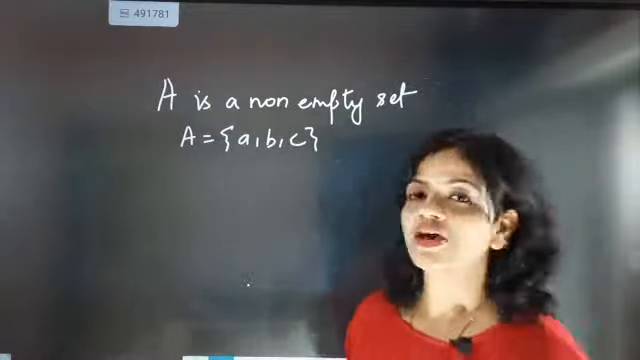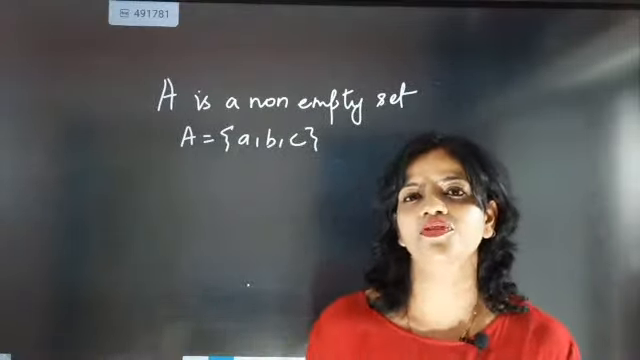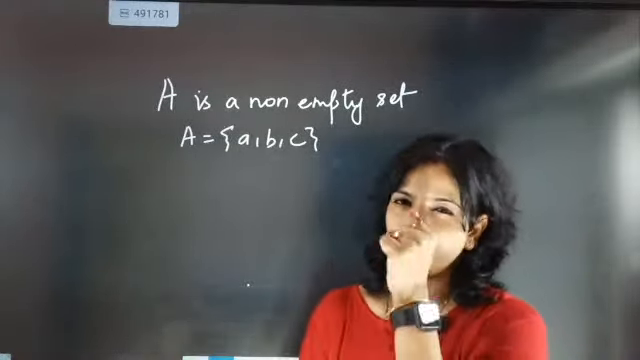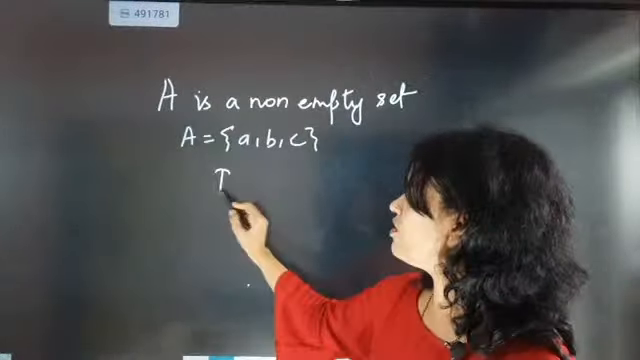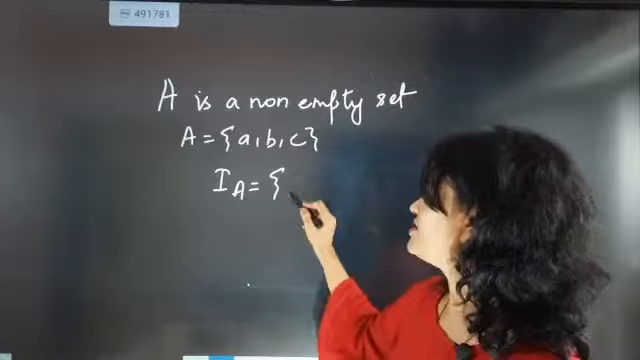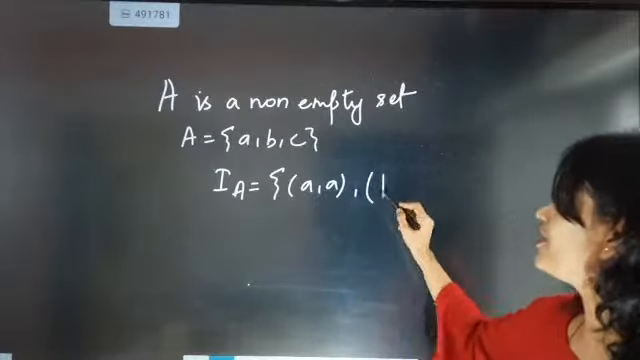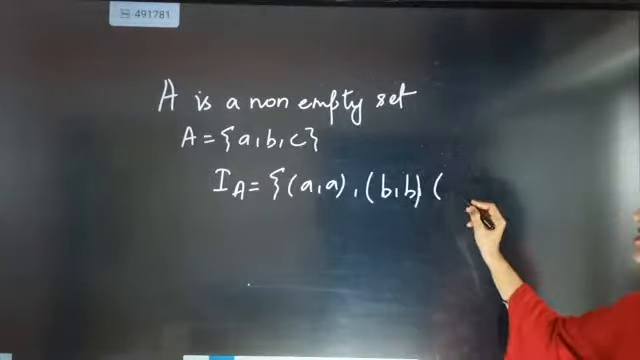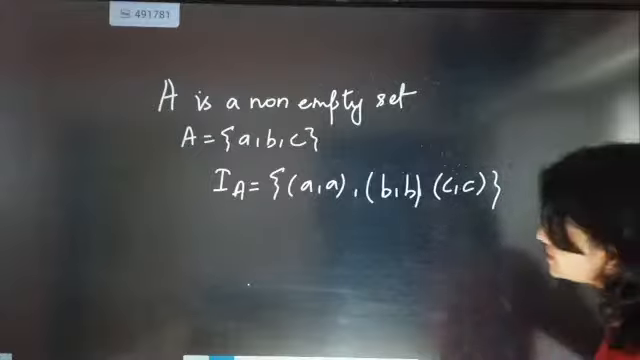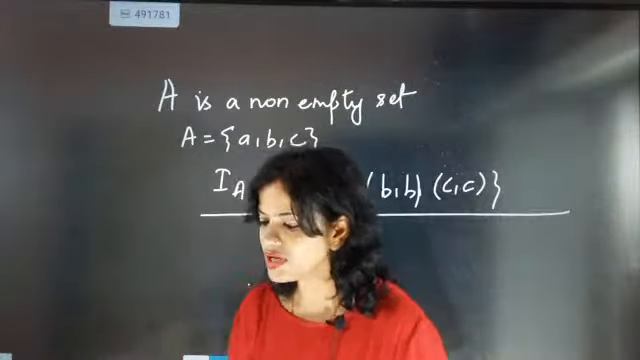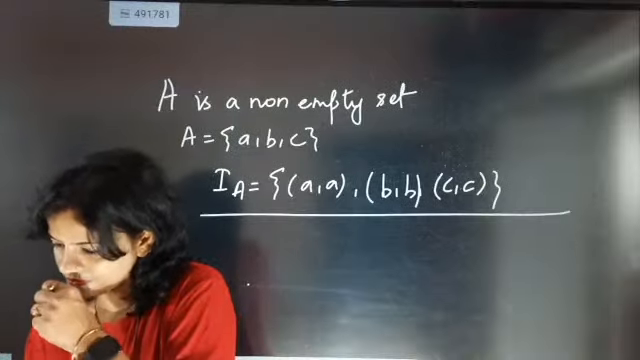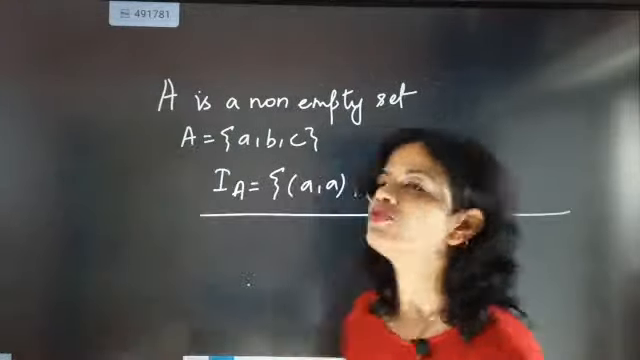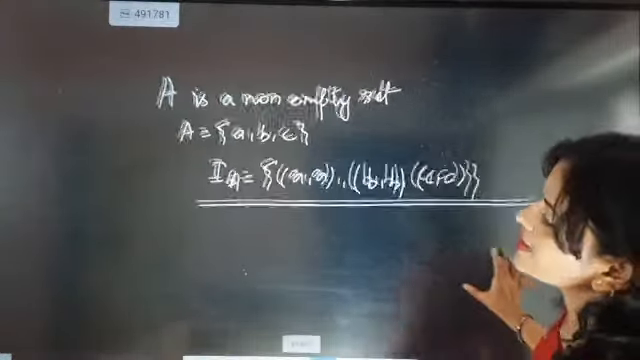Always remember this. Reflexive is different and identity is different. But identity is very restricted to me and myself. So here identity of A will be me and myself. That means (A, A), (B, B) and (C, C). Only this is identity. This is exactly called identity.